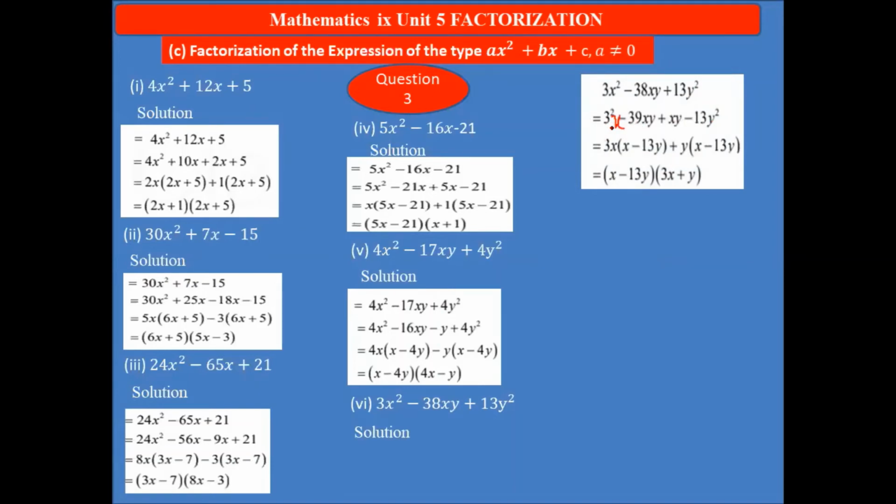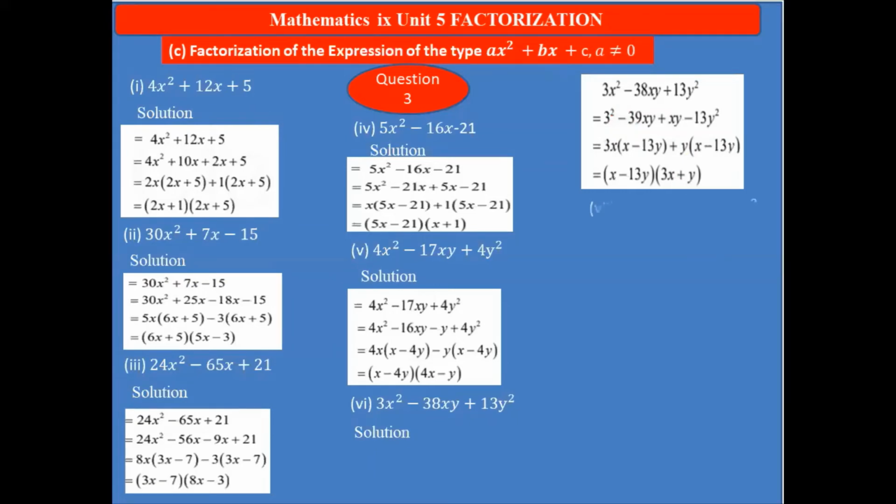From these two terms, this is 3x square, so we can take 3x as a common factor. From the first two terms we have x minus 13y, and from the last two terms we can take y as a common factor. We have x minus 13y. So x minus 13y we can take as a common factor. So we are left with 3x plus y.